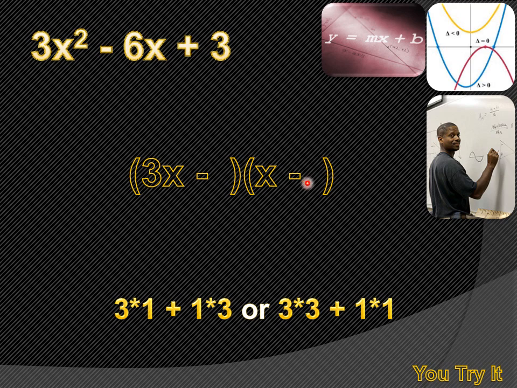So I want my 1 over here. And I want my 3 over here. So my factors are 3x minus 3 times x minus 1.